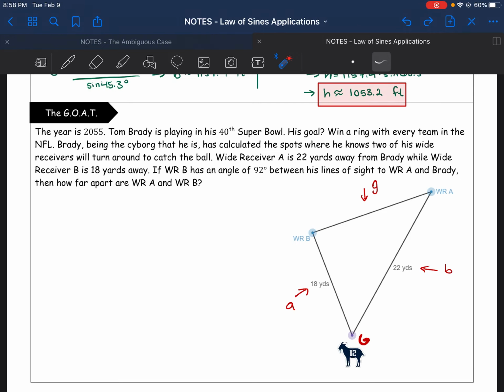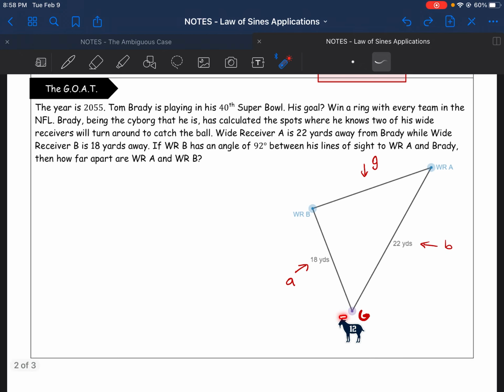So let's take a look at this picture here. Down here, this is obviously Brady, the GOAT, greatest of all time. And I'm going to go ahead and call this point G for GOAT, meaning that the side across from angle G is going to be side G. Here we have angle A, and here we have angle B, meaning that the 22 yards, the side across from angle B, is going to be side B, and across from angle A is going to be side A, the 18 yards. So we're trying to figure out this distance between the two wide receivers. We're trying to figure out the distance, little g.